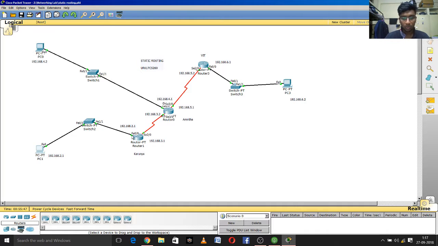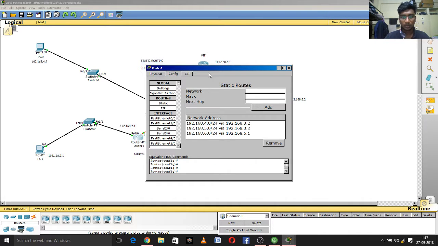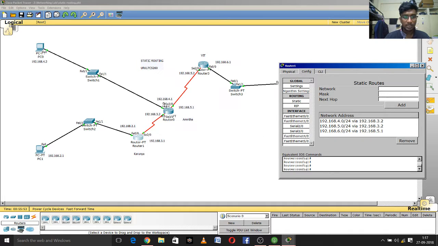So as such, what I do is I basically take this network, and since this is connected to its adjacent network, that is, the 192.168.2.0 network is connected to the 3.0 network, I use it to connect to the adjacent networks, which are the 4.0 network and the 5.0 network.